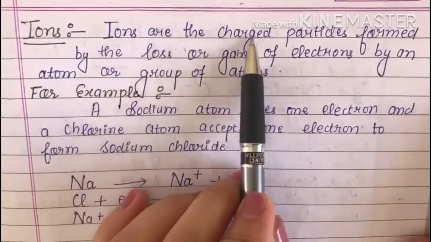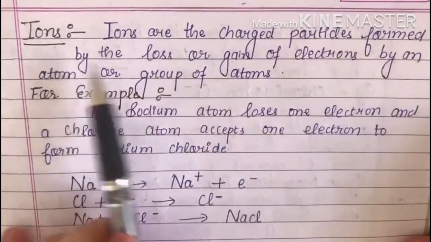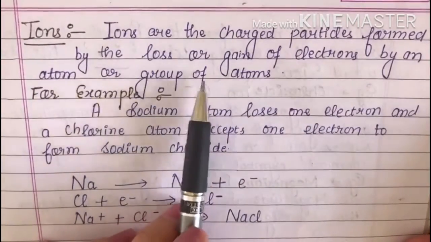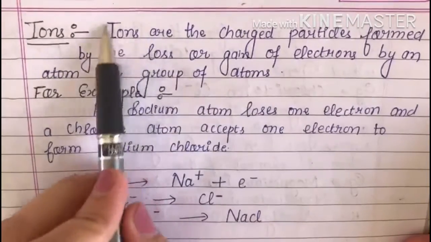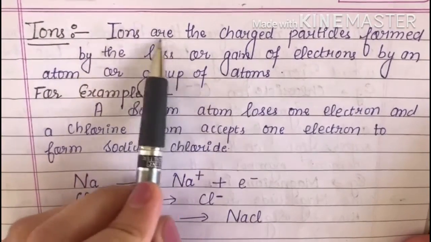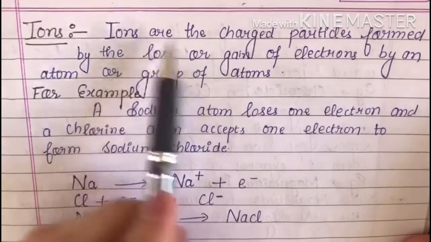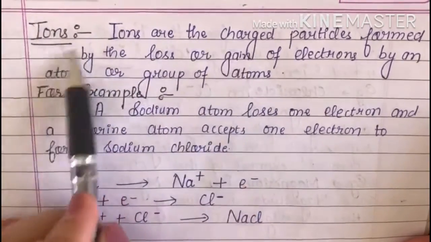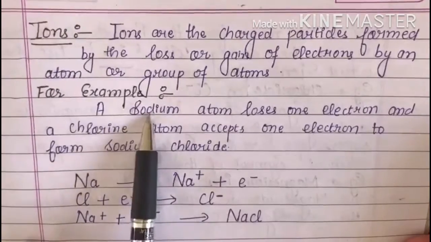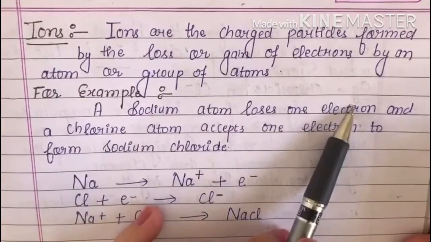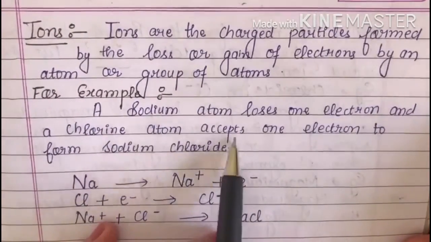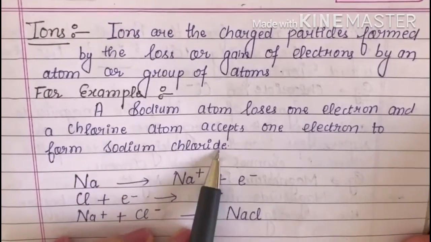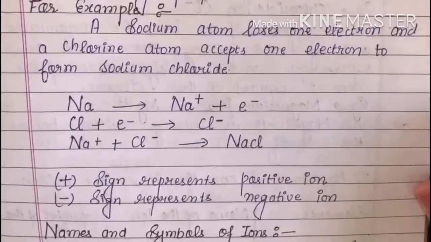Ions are the charged particles formed by the loss or gain of electrons by an atom or group of atoms. Ions are formed when an atom loses electrons or gains electrons. Then what is formed is called an ion. For example, a sodium atom loses one electron and a chlorine atom accepts one electron to form sodium chloride. Here, this is the example.